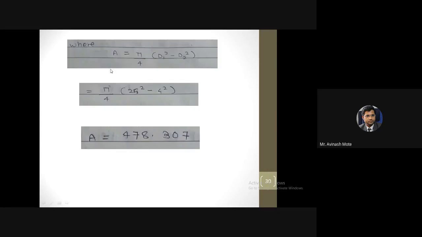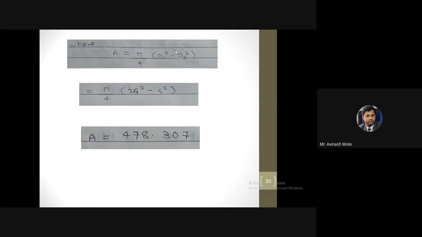I need stress. For that, first of all, I need the area. Area equals pi by 4 (d1 square minus d2 square). Maximum diameter is 25. Minimum diameter is 4. See, this is not required to calculate now. These are very simple calculations, that's why I have given it directly. Simple calculations, calculation of the stress only.